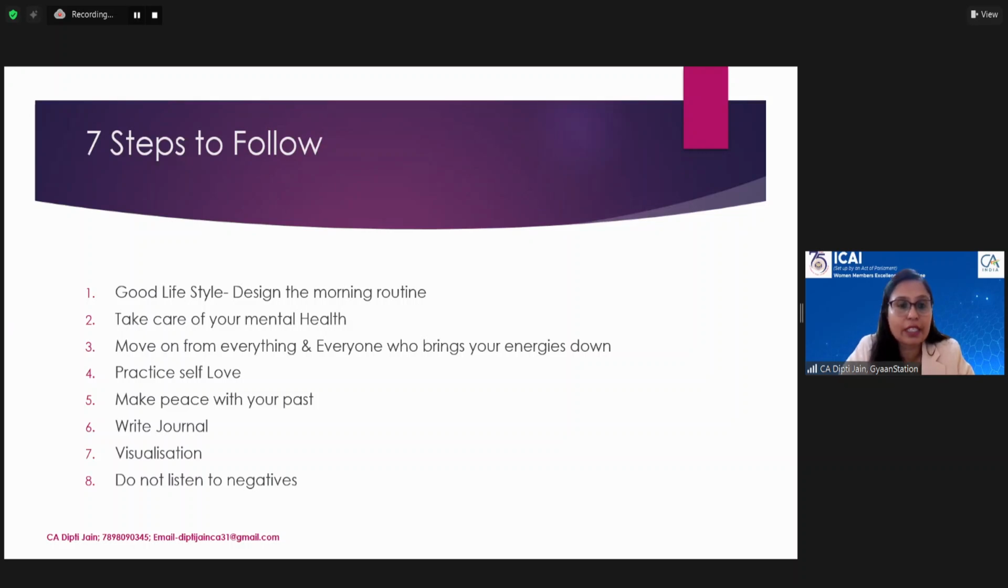Design the morning routine. A well-planned morning routine helps you a lot. If you are waking up at 7, then just try to shift a little bit early by 10, 15, 20 minutes, and gradually increase the time. And it will help you a lot in scheduling your daily morning routine and to control your whole day.